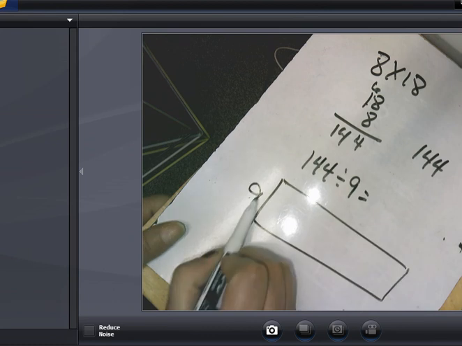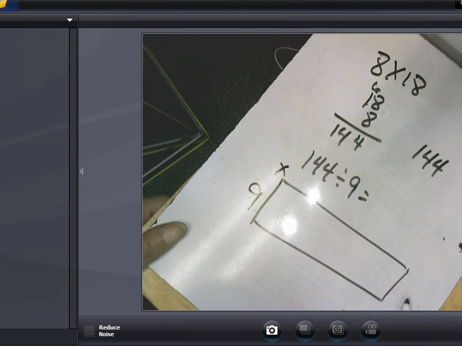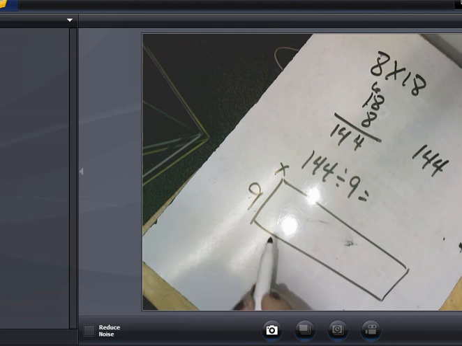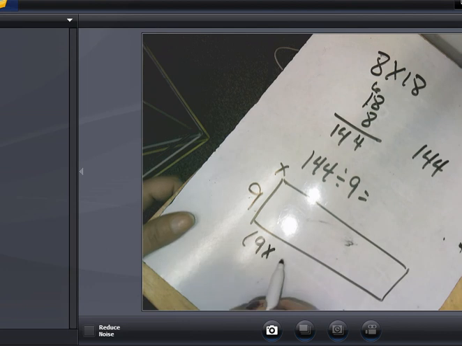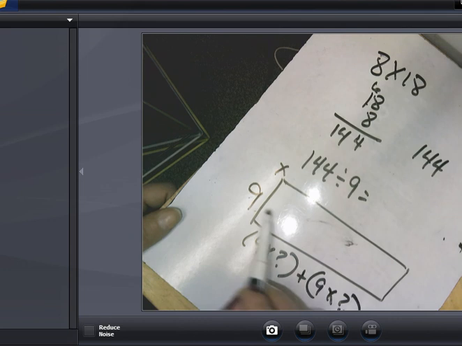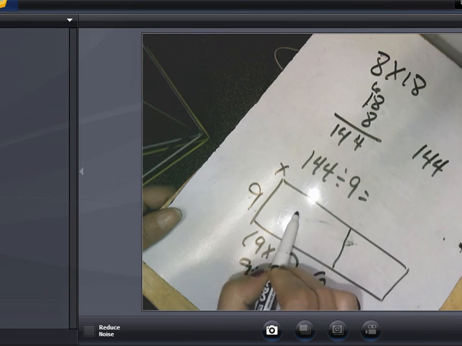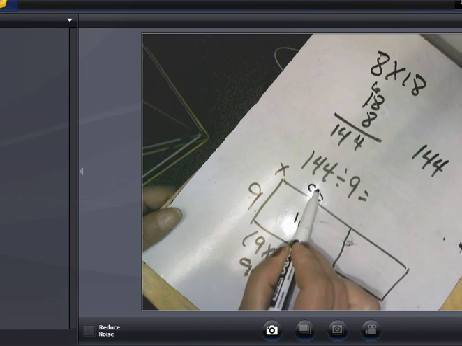I'm going to do 9 times something. I need to get a total of 144. So how can I do that? By using the distributive property. I'm going to distribute 9 out, I don't know how many times, plus 9 out, I don't know how many times, to get 144. So the first thing I'm going to do is 9 times 10, because that's simple for me. So I use 90.